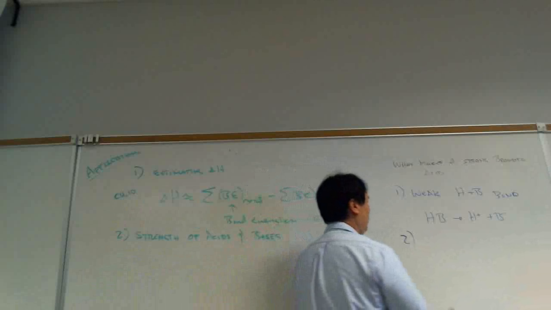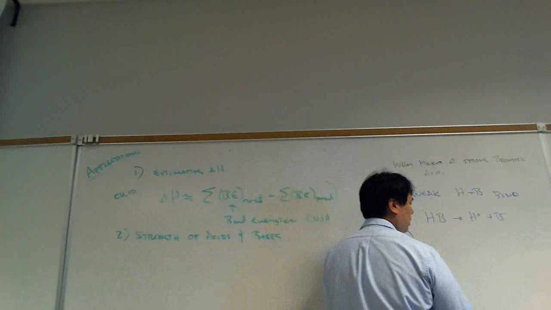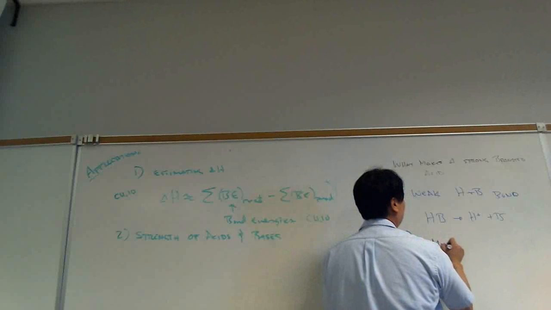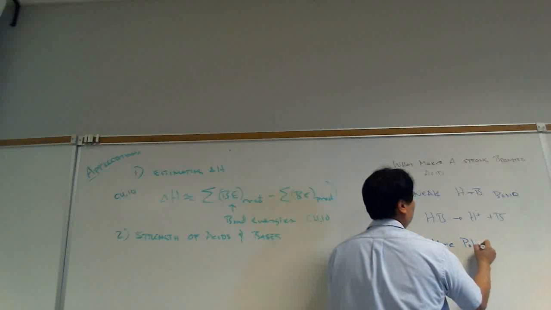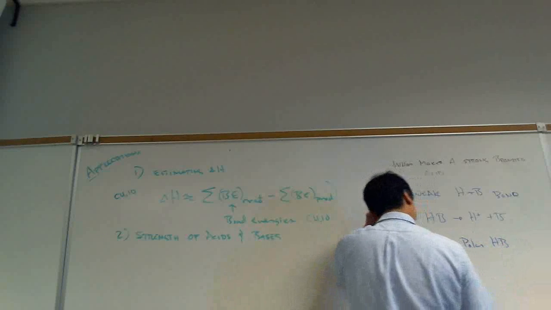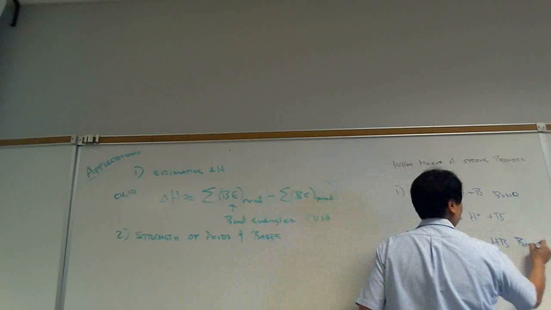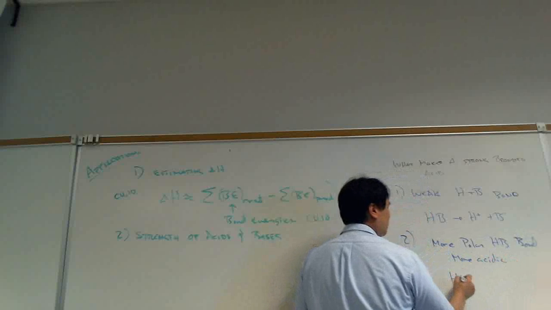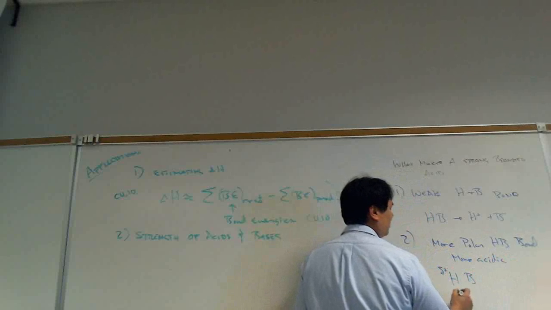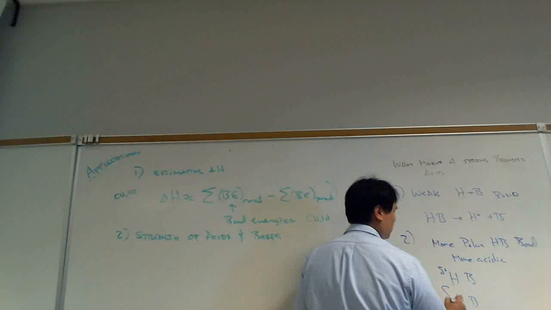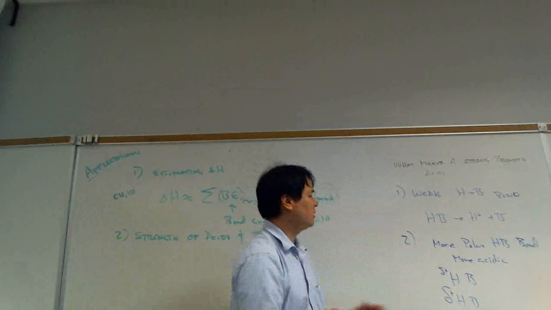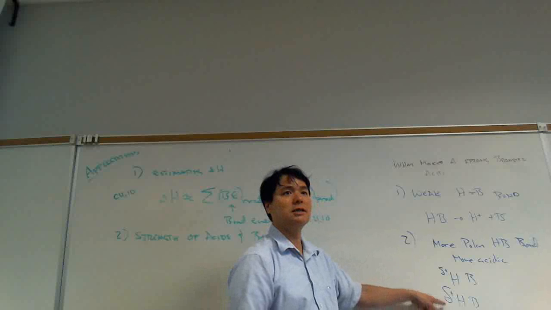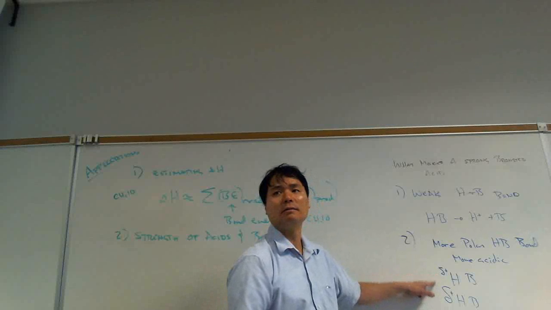Two, we want a greater positive charge on the hydrogen. And so the more polar the HB bond is, the better, the more acidic. And so here, if we look at HB, the bigger the delta plus on H, the better, because the bases, like hydroxide, are going to be attracted to the positive charge. And so this should be more acidic than this, right?